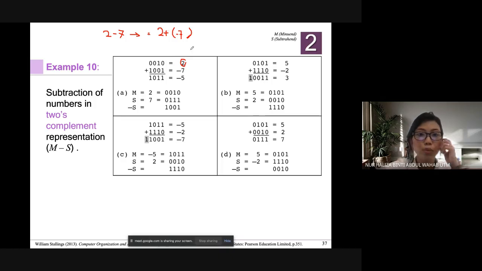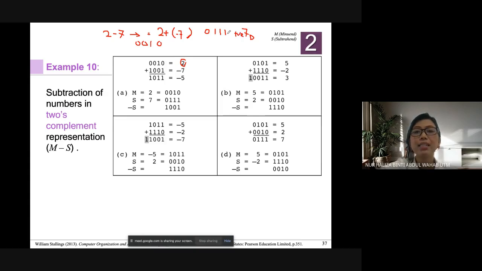Okay, 2 plus minus 7. First, you're going to change your 2. You will get 0, 0, 1, 0. Of course, because this is a positive number, no need to change anything after that. For the negative number, you can see that you have basically 1, 1, 1, 0. This one is what? This one is 7 in decimal positive, isn't it?